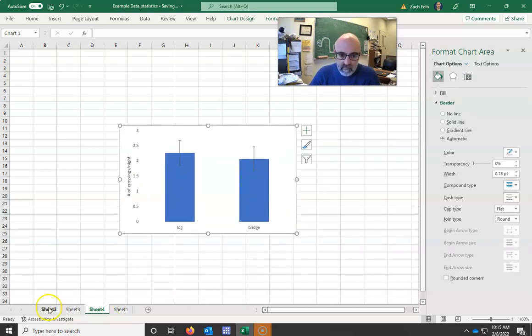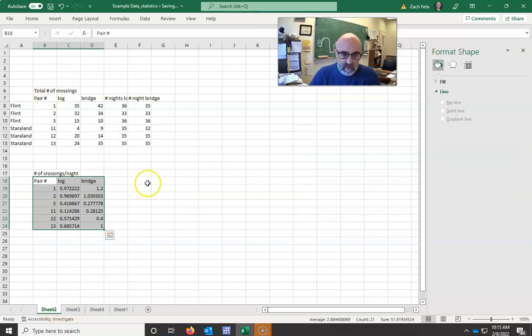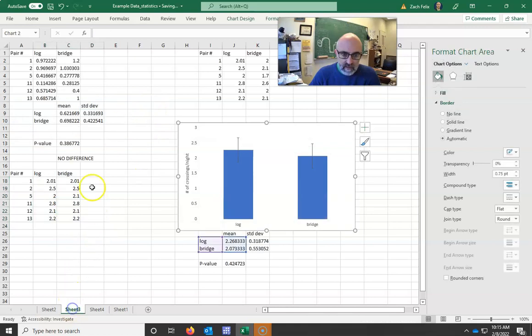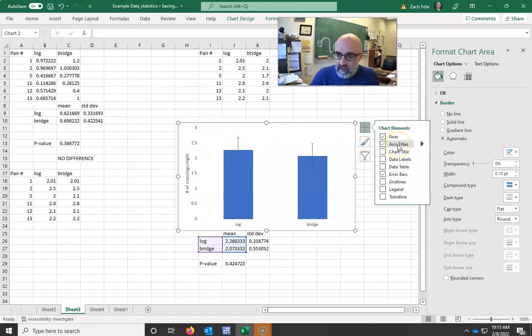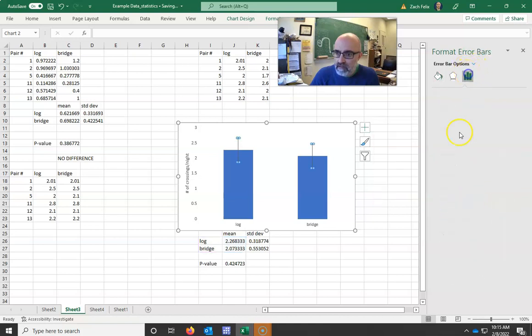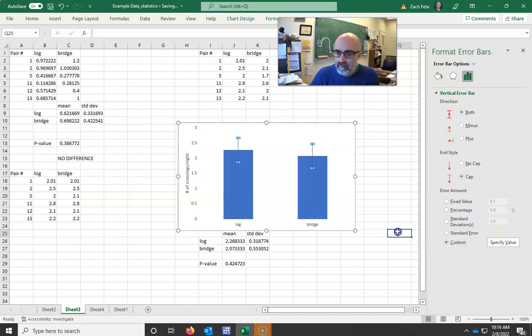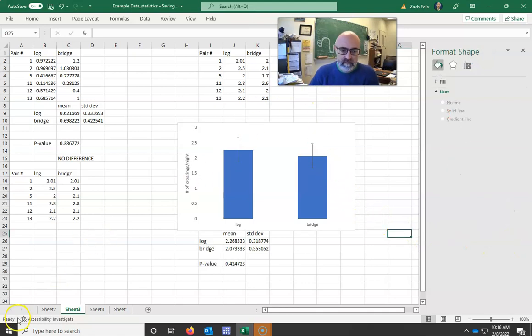Okay, so you start with a count, you standardize by trap nights, you calculate your mean, you calculate your standard deviation, your p-value, you insert a bar chart, add your axis titles, and you add your error bars, including the custom value. Okay. So that should be what you need to be successful here.